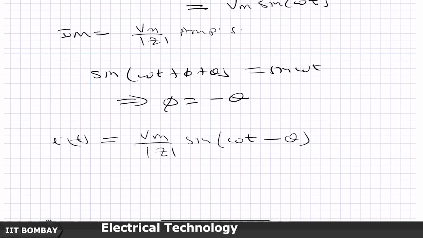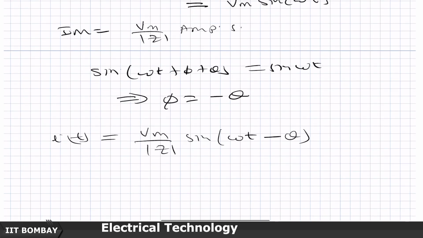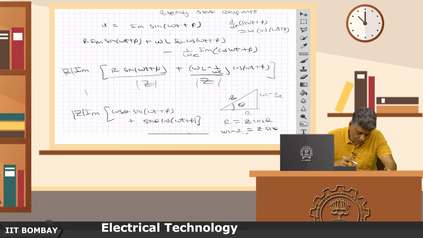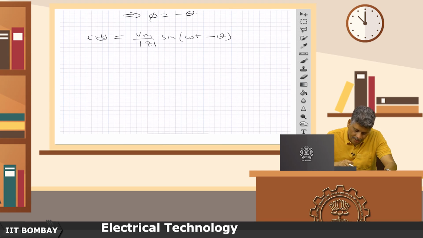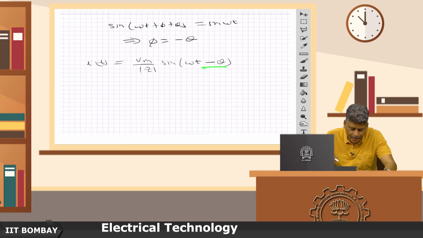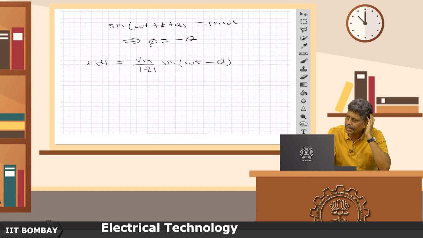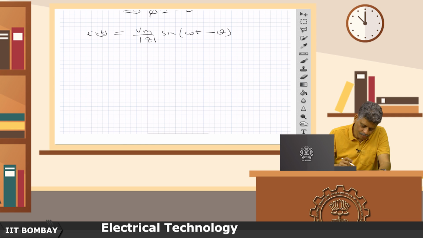So what you are doing is, to get the peak amplitude of the current, just divide the peak amplitude of the voltage by the corresponding impedance magnitude, and then get the angle of the impedance from the impedance triangle, and create a lag. This minus theta is to be interpreted as a lag in the phase, and create a lag of minus theta in the sinusoidal response.